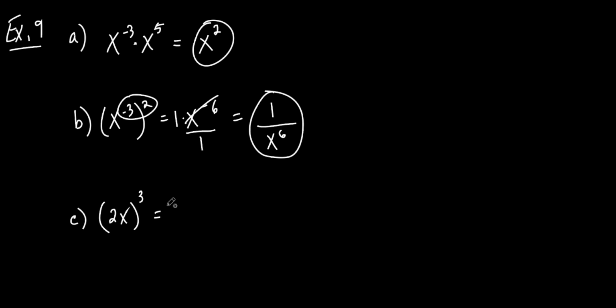So everything is being cubed. Everything in here. Well, what's inside of there? A 2 and an x. So everything's being cubed. So cube the 2 and cube the x. Let's see what you get. And simplify it, okay? Make sure it's as simplified as possible. If you have to multiply something together, do it.